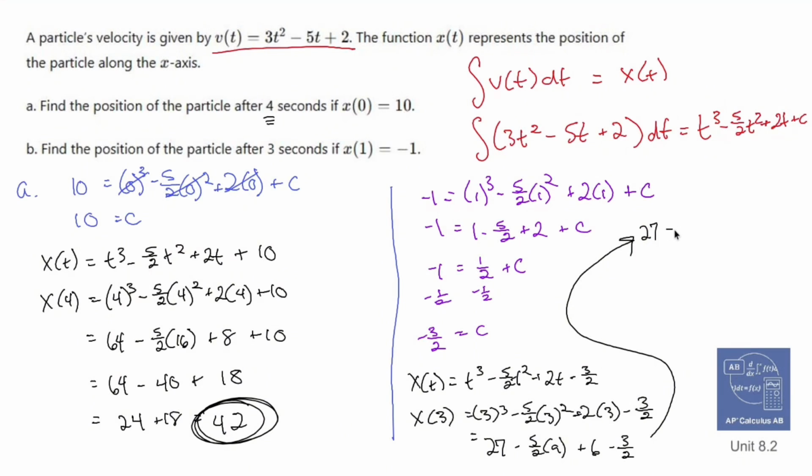27 minus 45 over 2. 6 minus 1.5 is going to be 4.5, which is 9 over 2. So 54 over 2 is 27, and 27 minus 27 is zero. No way. All right, so we didn't really move anywhere after all that. Our position is at nothing. Oh, that's fun. All right, well, that took a while, but boy, did we have a great time doing it.